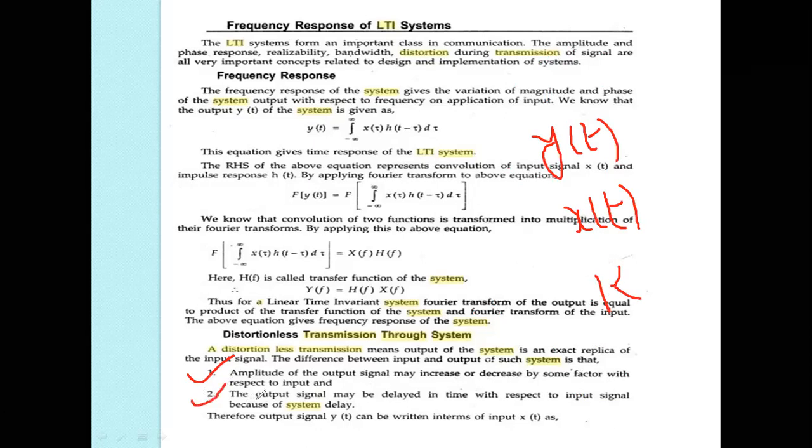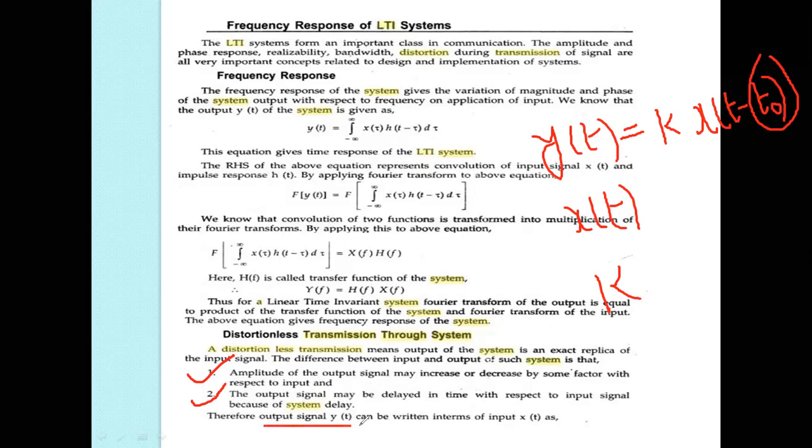The second point is that the output signal may be delayed in time with respect to the input signal because of the system delay. So the output is increased or decreased by some factor k, and it is delayed. That is x of t minus t naught, where t naught is the delay. Due to the system delay only, the output signal may be delayed in time with respect to the input signal.